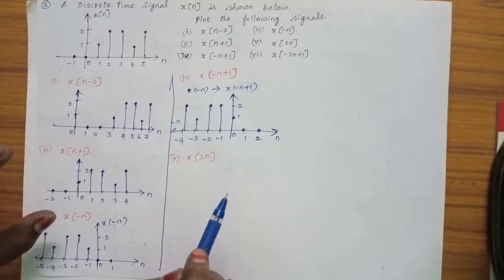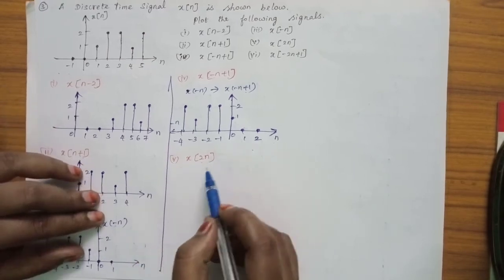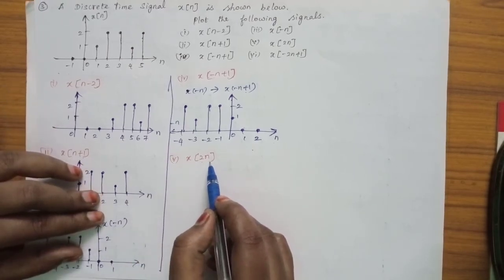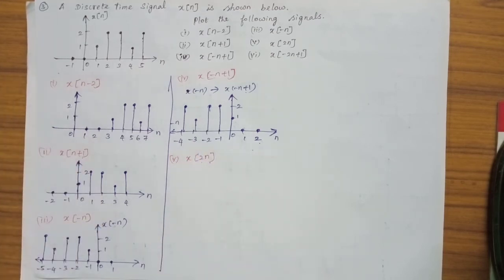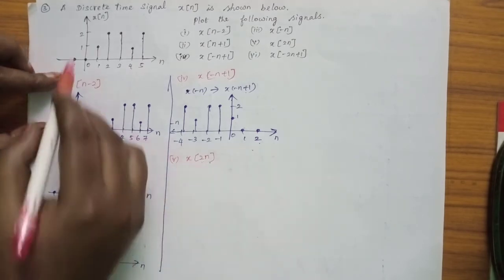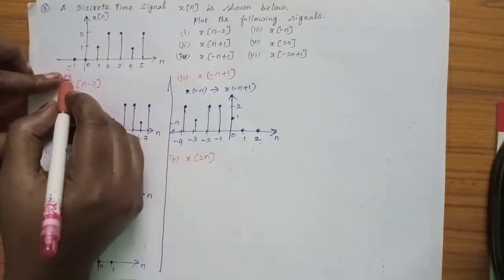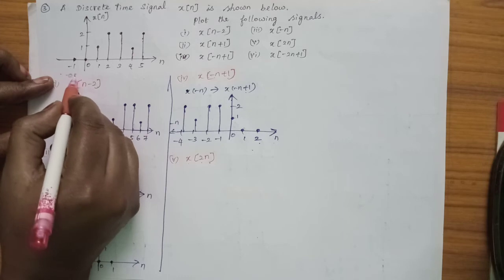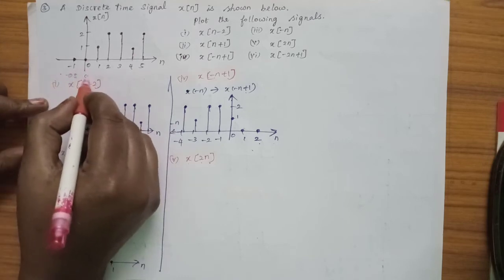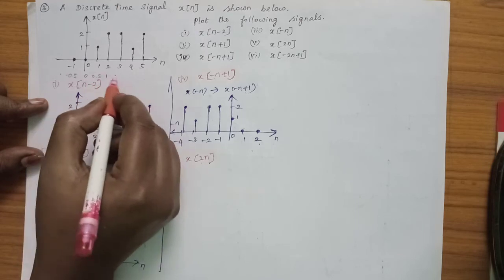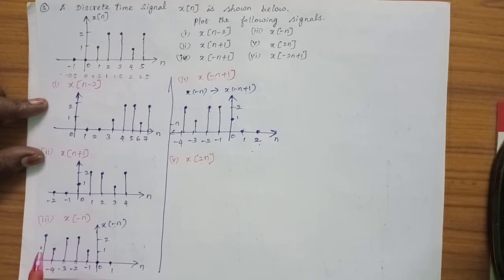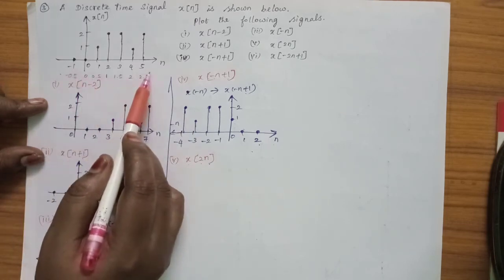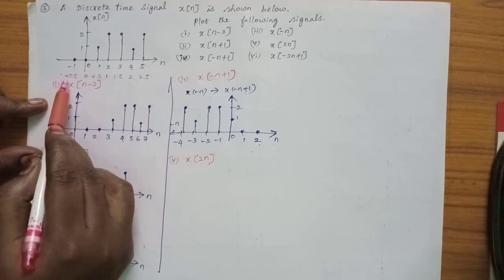So while dividing by the scaling factor, if you get any decimal values for n, we need to discard the entire sample. In this case we need to perform x of 2n. Here the scaling factor is 2, so we need to divide the n values by 2. If I divide the n values by 2, here it will be minus 0.5, and 0, plus 0.5, 1, 1.5, 2, 2.5.